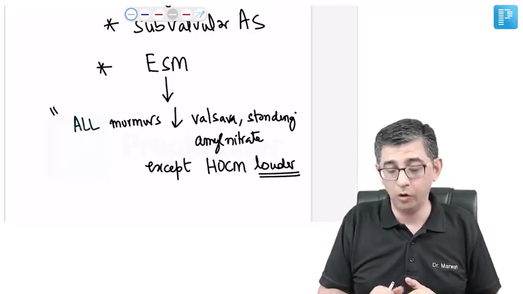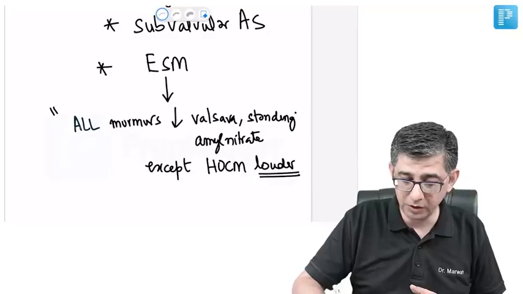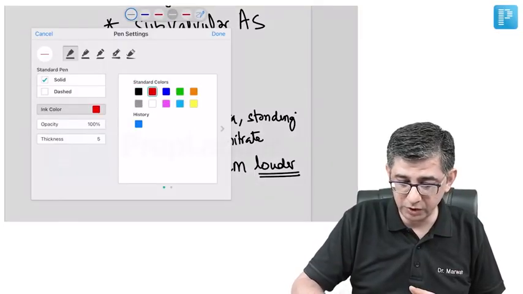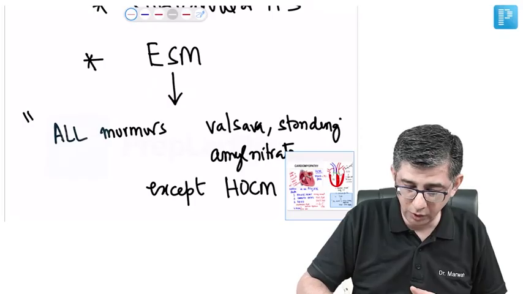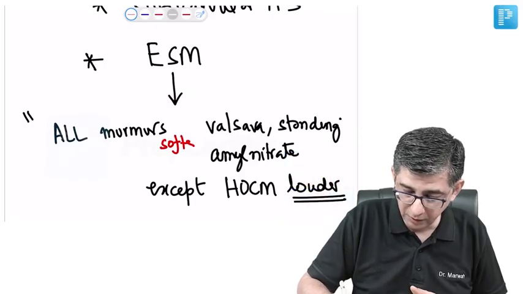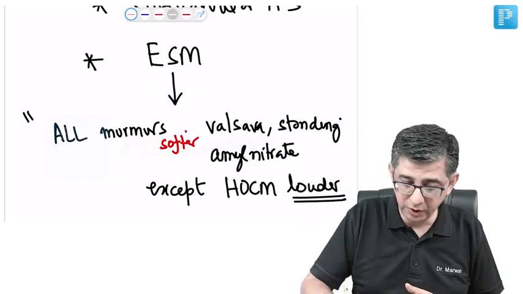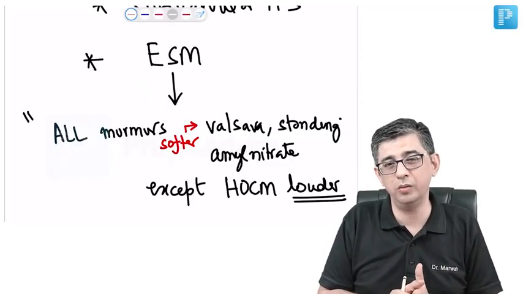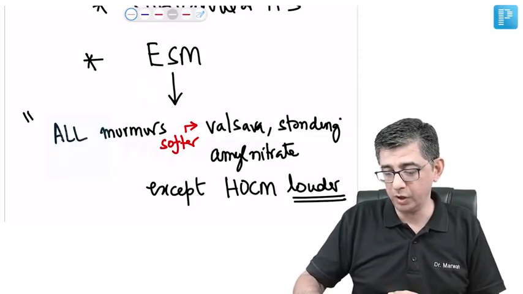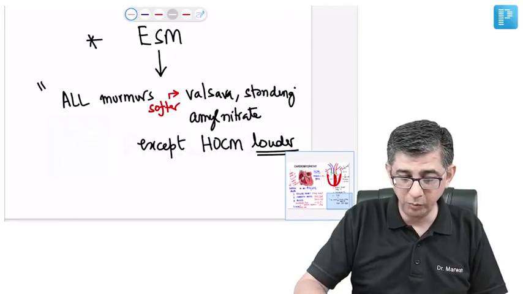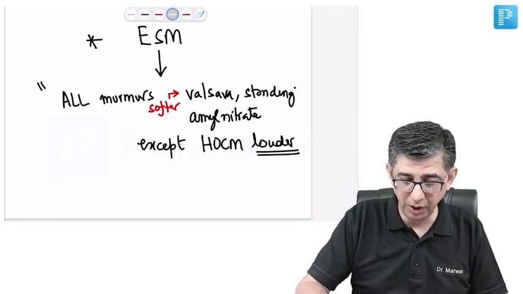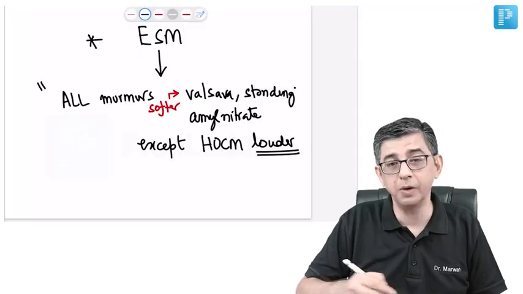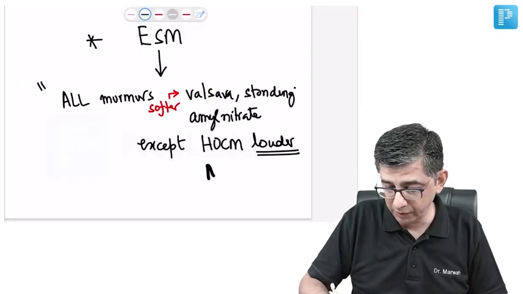Remember my statement, all murmurs decrease in intensity, or instead of writing decrease in intensity, I can use an alternative term which the MCQ can also use, that all murmurs become softer. With respect to Valsalva, standing, amyl nitrite, all three behave in the same fashion, lesser amount of blood, except for hypertrophic cardiomyopathy that is louder. And one more condition that can be added to this discussion is that even mitral valve prolapse murmur can behave a little differently.